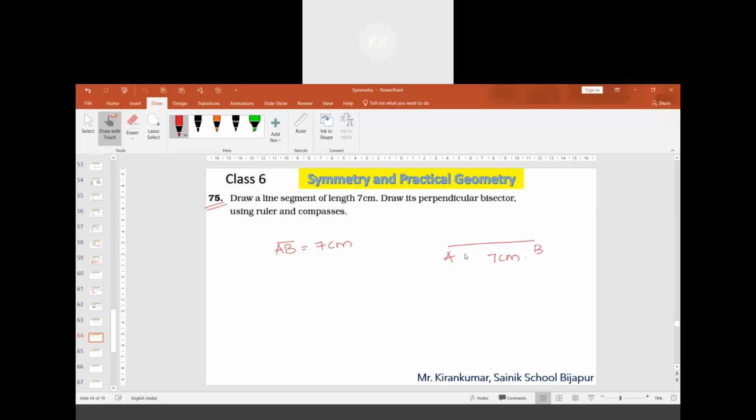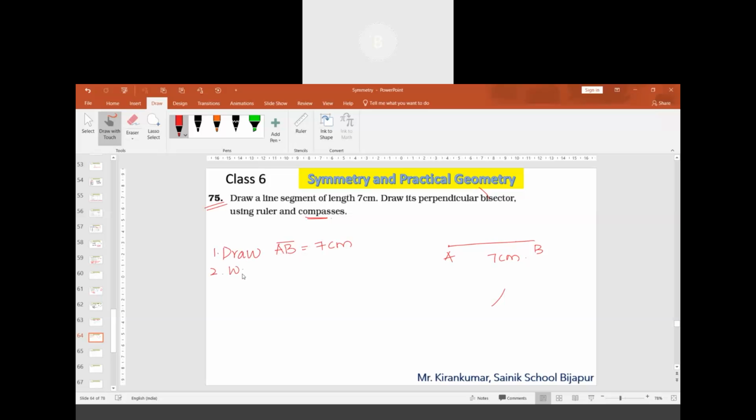Then you have to take the compass and measure more than half the length of AB. You should not do it with only a ruler by putting half. You have to make use of the compass. So the first step is to draw line segment AB.